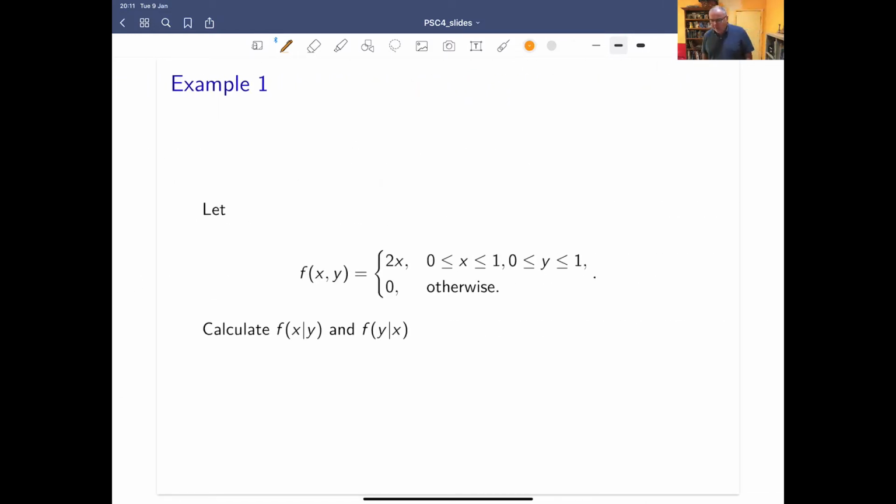So let's start off with one that we've seen before. We've got f(x, y) = 2x, where x lies between 0 and 1, and y lies between 0 and 1. The marginals of these we did in the last lecture, so go back and recap there if you don't remember them. We're going to calculate the conditional distributions.